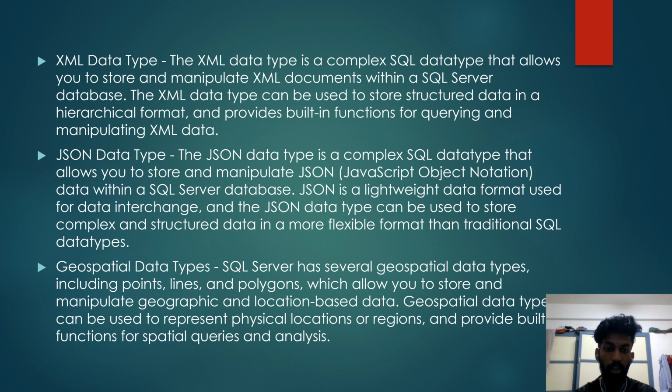JSON data types. The JSON data type is a complex SQL data type that allows you to store and manipulate JSON, that is JavaScript Object Notation, data within a SQL Server database. JSON is a lightweight data format used for data interchange, and the JSON data type can be used to store complex and structured data in a more flexible format than the traditional SQL data types.